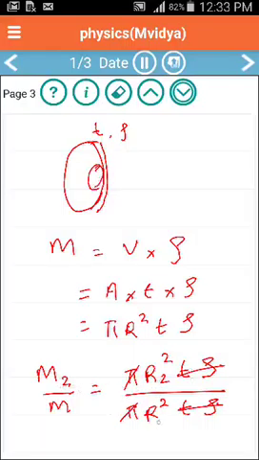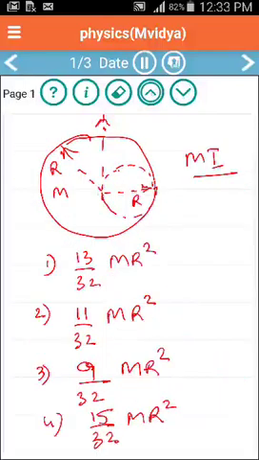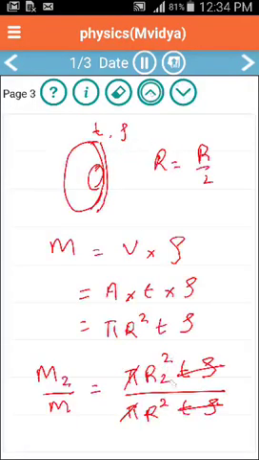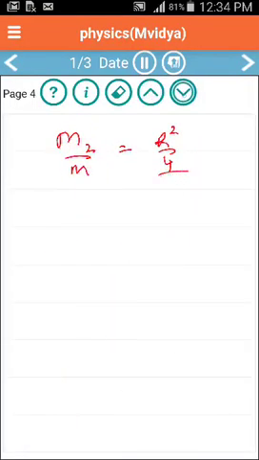So m2 by m is r2 squared by r squared. R2 is r upon 2. Its diameter is r, so the radius r2 is r upon 2. So we get m2 upon m is r square upon 4 upon r square. So I get m2 is m upon 4.